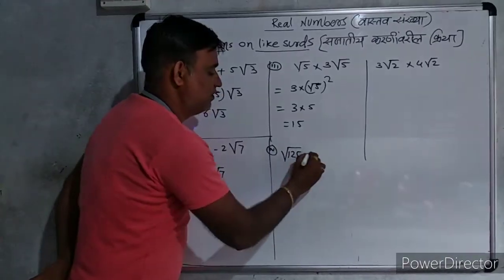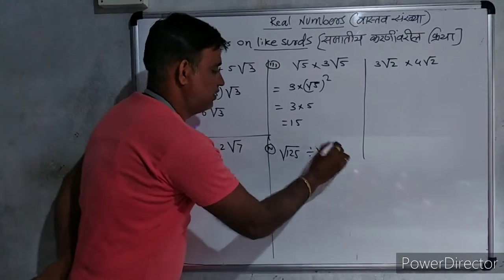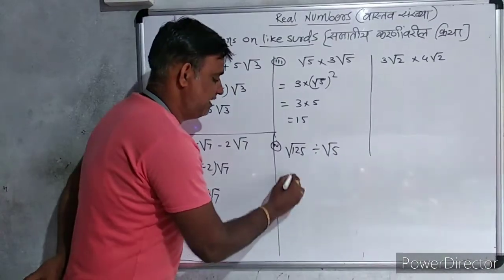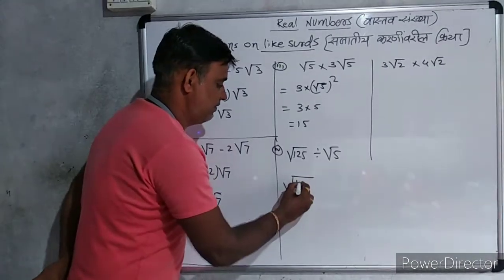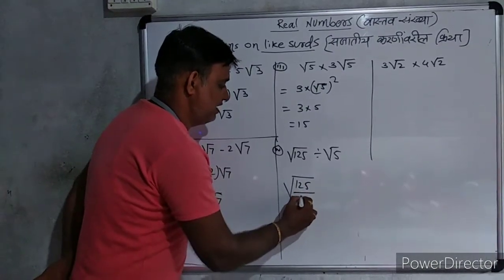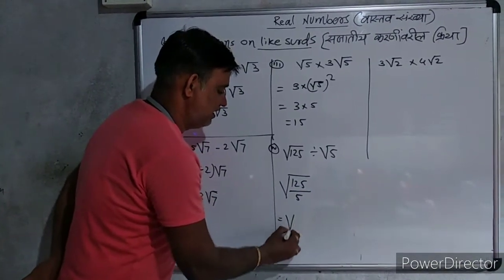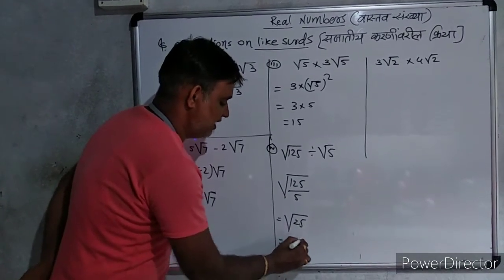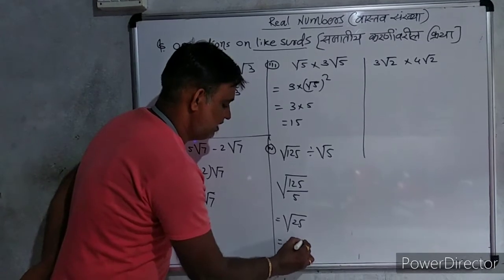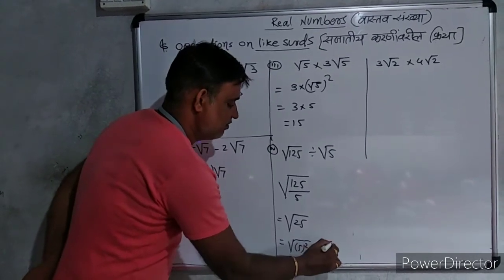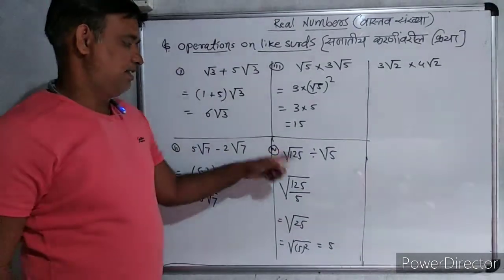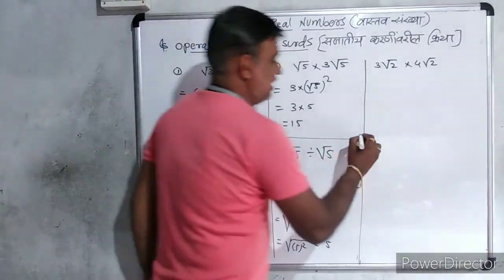Radicand 125 divided by radicand 5. Their order is same, so we can divide in same. 125 divided by 5, we get radicand 25. Now radicand 25 is the square of 5. Order power same, so 5 out of bracket. Okay. You have to solve the same.